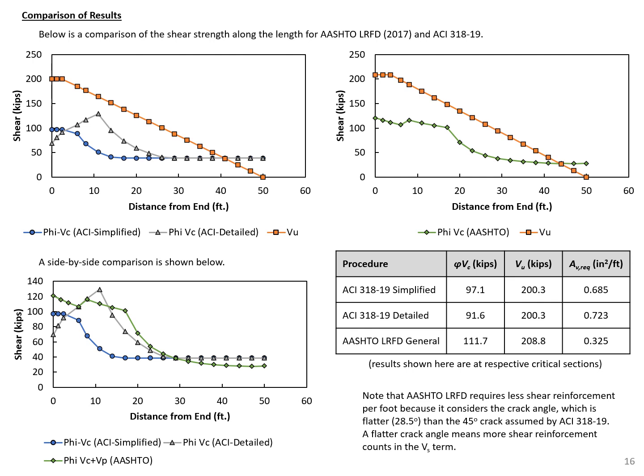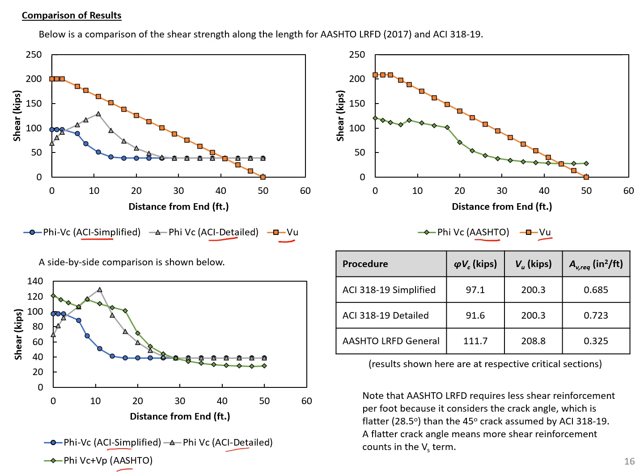Finally, we can compare side by side all of our results. So here you can see our results for our ACI expressions. ACI Simplified, ACI Detailed, compared to the ACI demand, AASHTO phi Vc compared to our demand. And you can see in all cases, we're going to need shear reinforcement for strength for the majority of the beam. And you can also see a comparison of our phi Vc using ACI Simplified, ACI Detailed, and AASHTO side by side in the lower left.